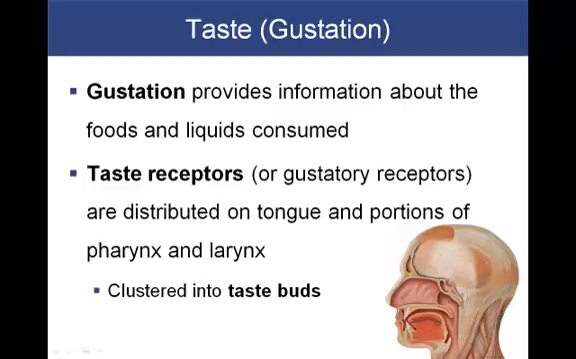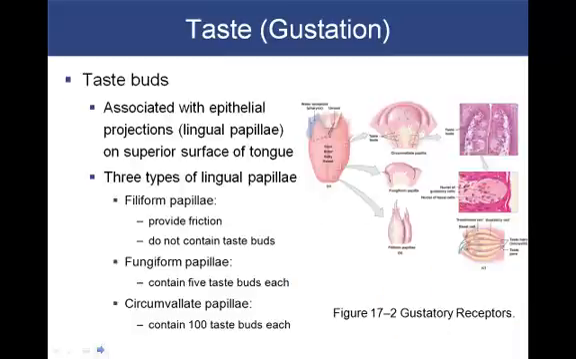They're found in the pharynx, and the pharynx ranges from this region here. And they're also found down in the larynx, right here. When we look at these receptor cells, we find that they are found in taste buds. And a taste bud would be receptor cells with associated epithelial cells, sometimes epithelial projections, that are called lingual papillae. And taste buds are found predominantly on the superior surface of the tongue.